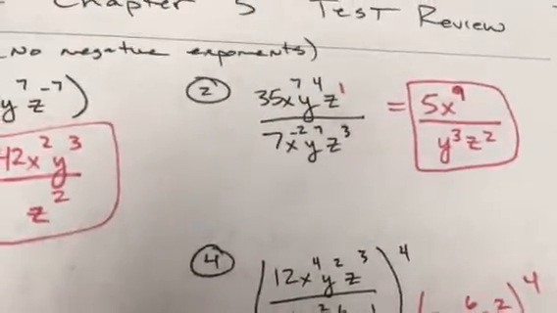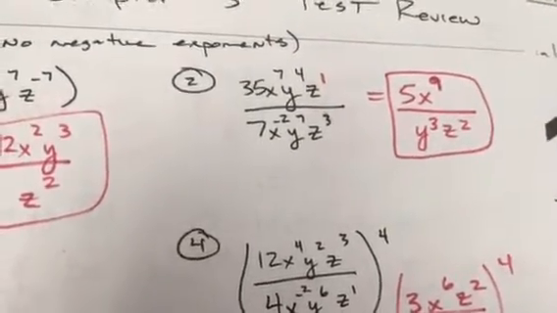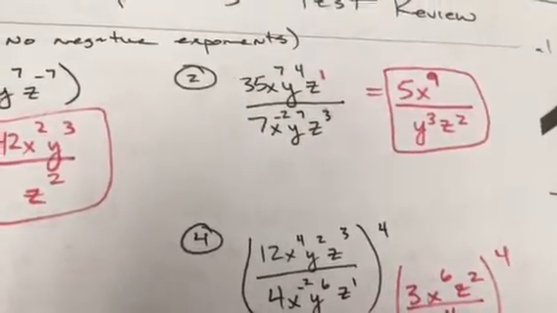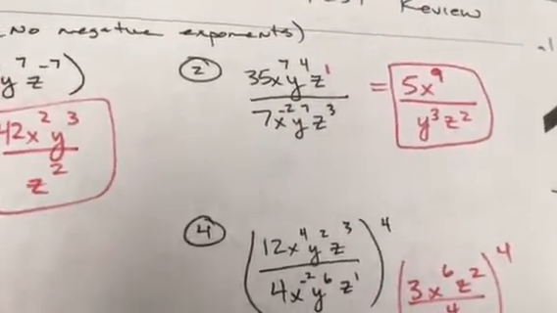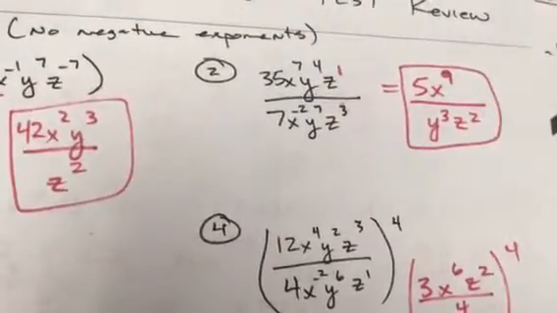Guys, on 2, 35 divided by 7 is 5. Ask yourself what has more x's, the top or the bottom. The top has 9 more. 7 minus a negative 2 is 9. The bottom has 3 more y's. That's why we have y to the third. If you see just z, that's z to the first. The bottom has 2 more z's, z squared.